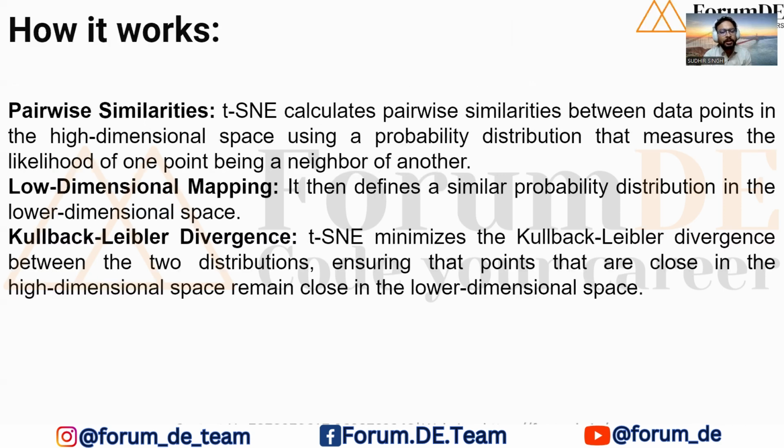So how does tSNE work? First we calculate pairwise similarities between data points in the high dimensional space using a probability distribution that measures the likelihood of one point being a neighbor of others. So here the probability distribution comes into the picture. Next, we do low dimensional mapping. It then defines a similar probability distribution in the lower dimensional space. Then Kullback-Leibler divergence: tSNE minimizes this divergence between the two distributions, ensuring that points that are close in the high dimensional space also remain close in the lower dimensional space.